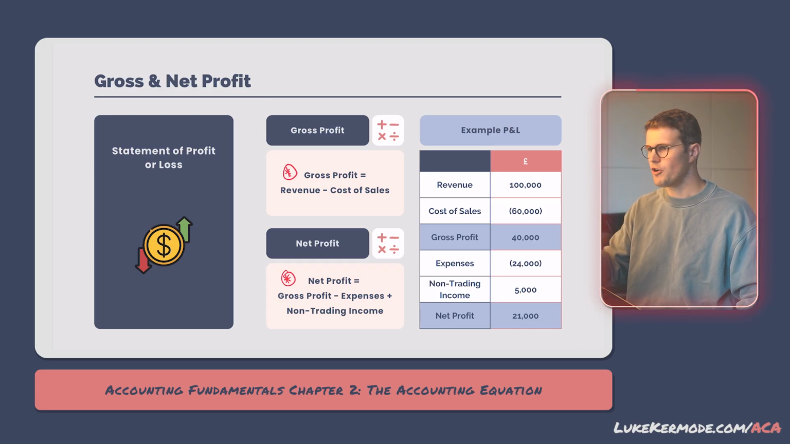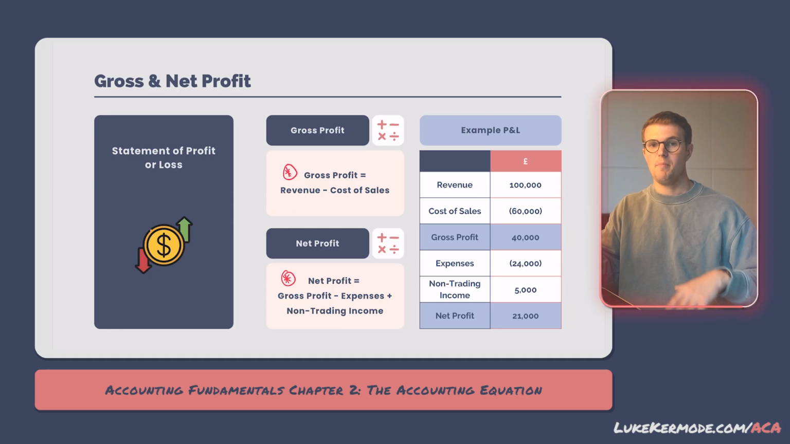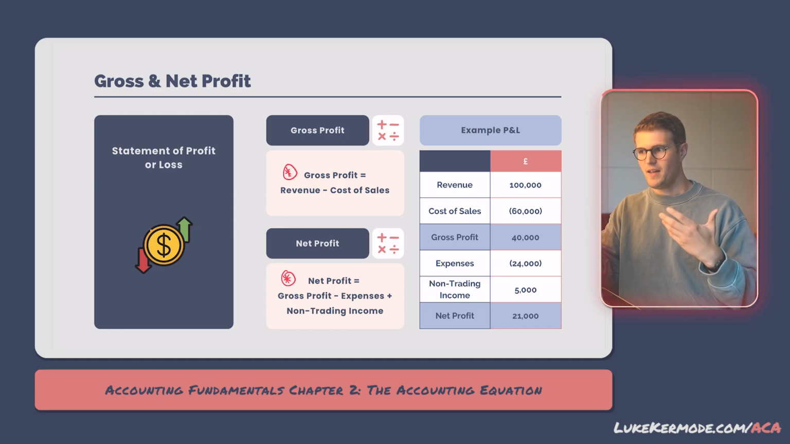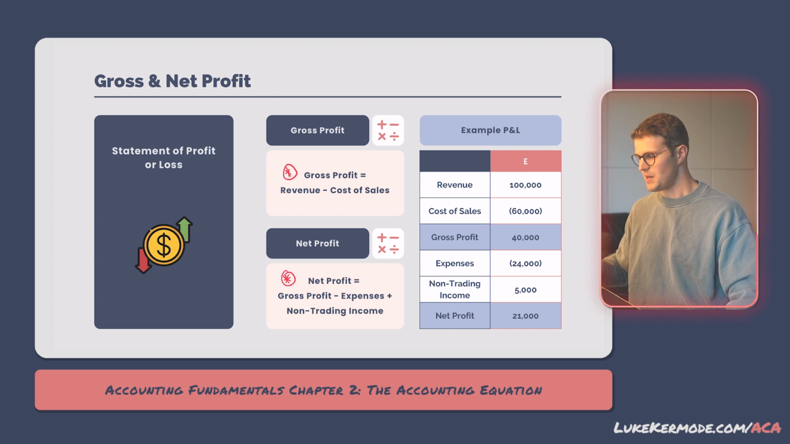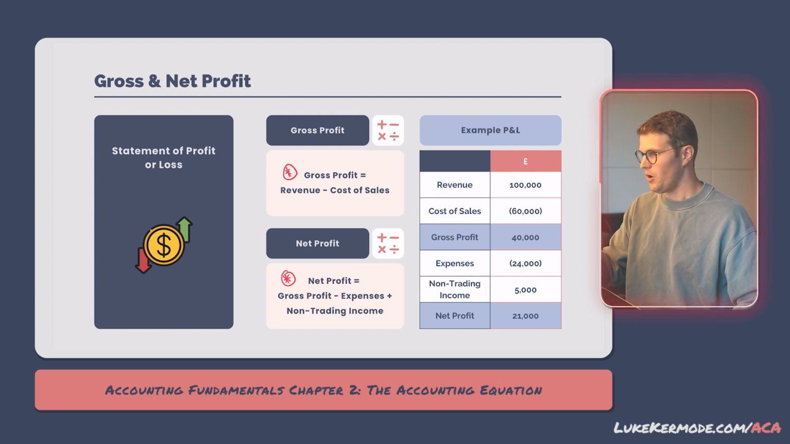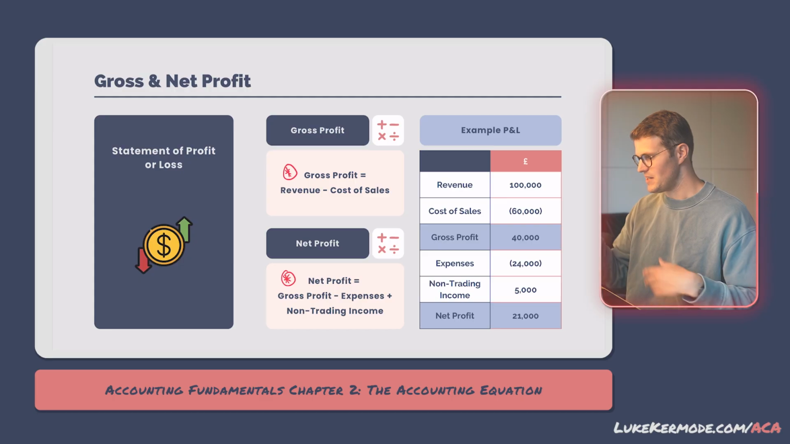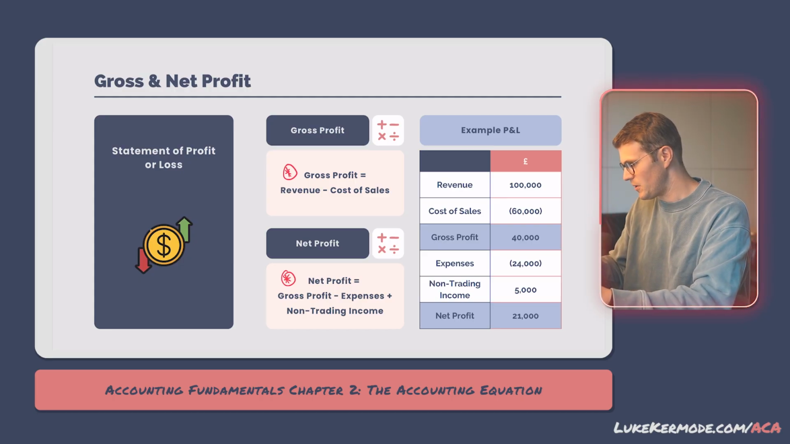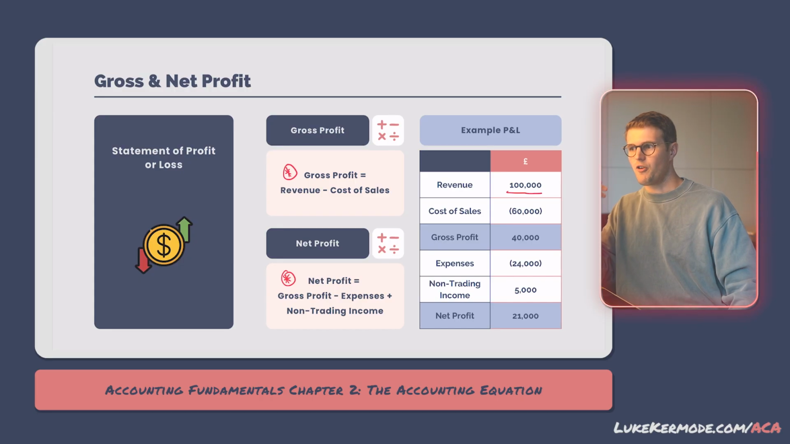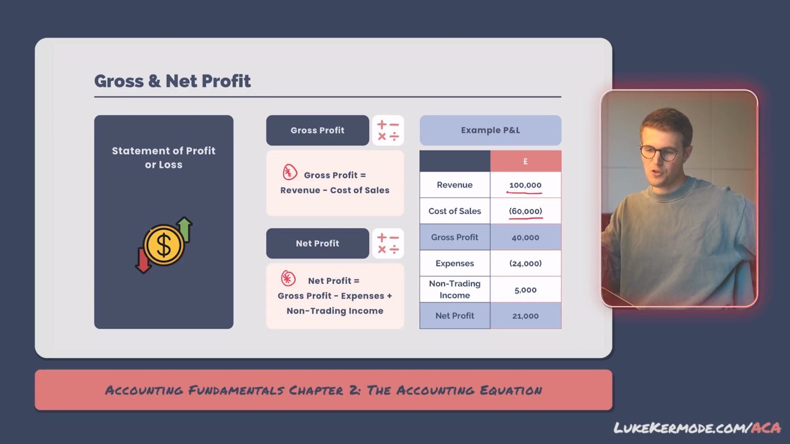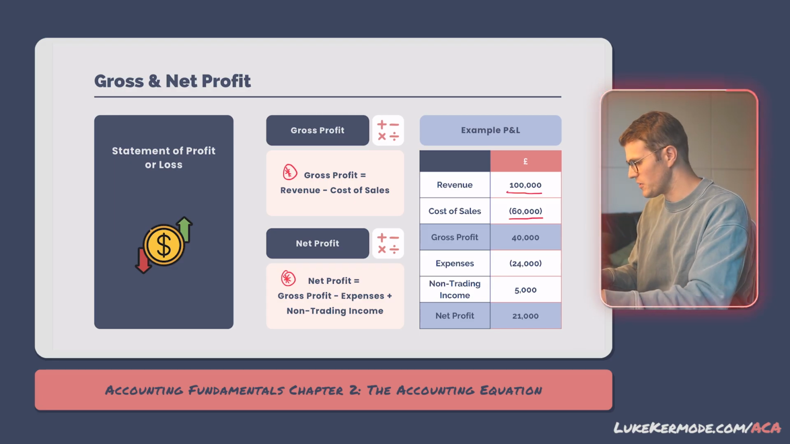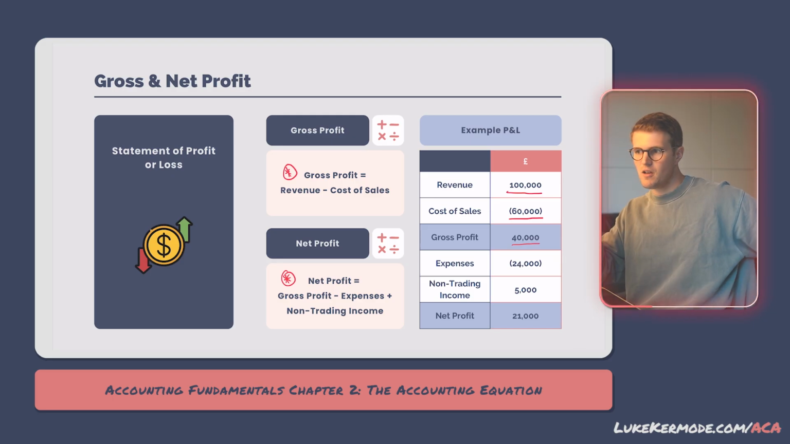In simple terms, gross profit focuses on the profit made from the business's core activities, whereas net profit gives us the overall bottom line result after all costs and additional income have been accounted for. So to bring these concepts to life, let's walk through a simple example of a statement of profit or loss. In this case, the business has generated £100,000 worth of revenue. From this, we subtract the cost of sales, which are 60,000. These are the direct costs of producing or purchasing the goods or services the business sells. That leaves us with a gross profit of 40,000 for the period.